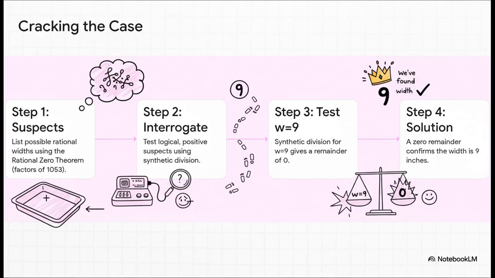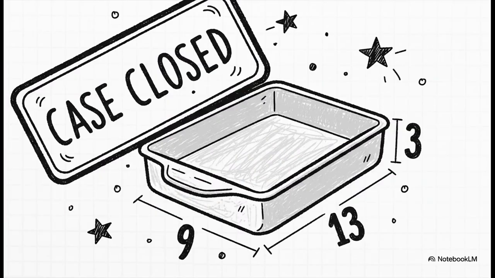We start testing them with our lie detector, synthetic division. We try a few, and then we test the number 9. And what happens? We get a remainder of 0. Bingo! The width has to be 9 inches. And once we know the width is 9 inches, the rest is a piece of cake. The length is 9 plus 4, which is 13. The height is 1/3 of 9, which is 3. We've got our answer, 9 by 13 by 3 inches.